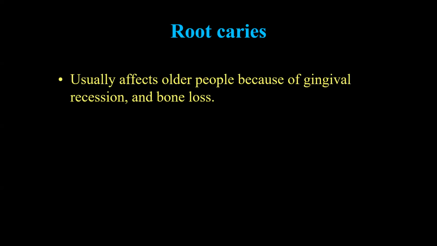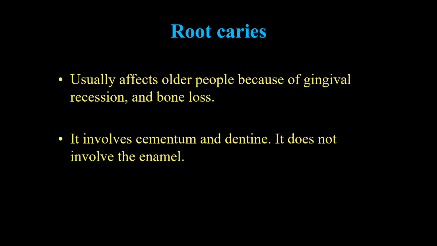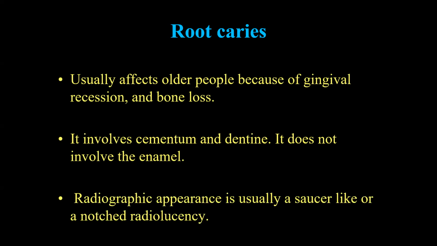Now let's move on to root caries. Root caries are usually seen in older people because of gingival recession and bone loss. It involves the cementum and dentine, and does not involve the enamel. Usually in a radiograph, it appears as a saucer-shaped or notched radiolucency. Here you can see on the molar, distally on the root surface, there is a saucer-shaped radiolucency.